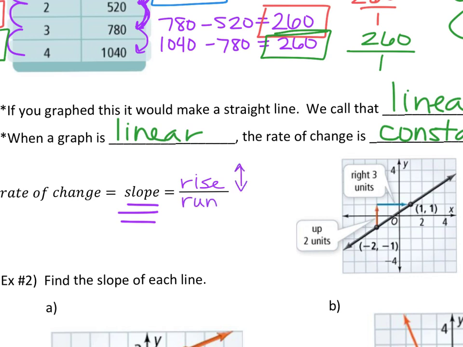Rise going this way, run is always gonna go to the right. So a rise can go up or down, but you always wanna run forward. We don't wanna run backwards. You fall when you run backwards, okay? So up and down, but the run will always go to the right.